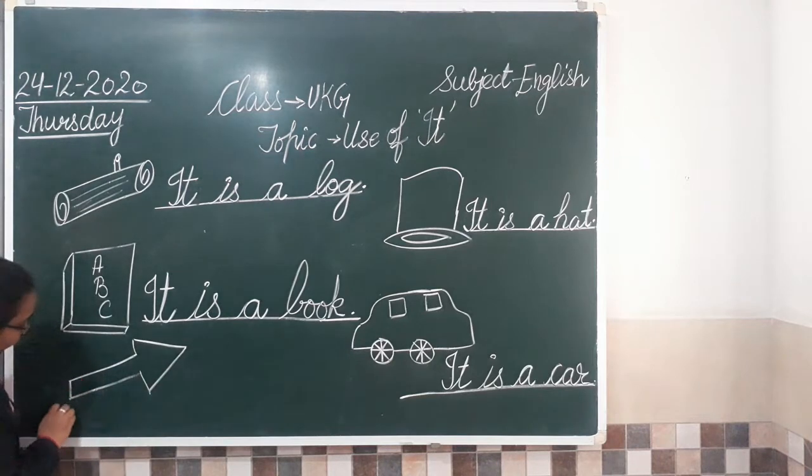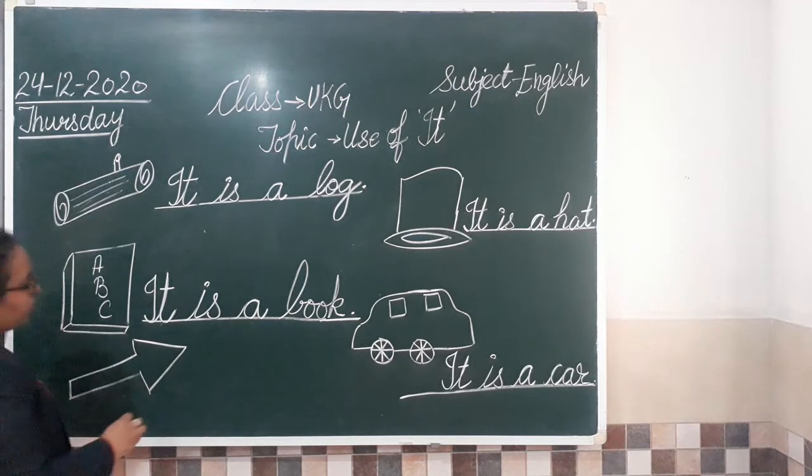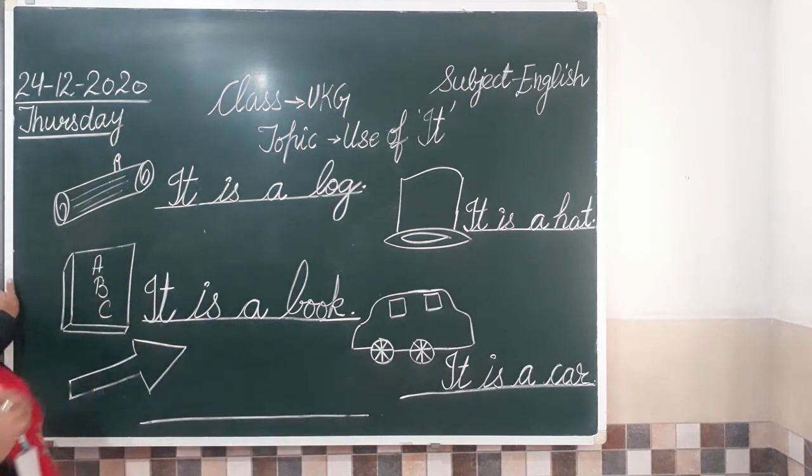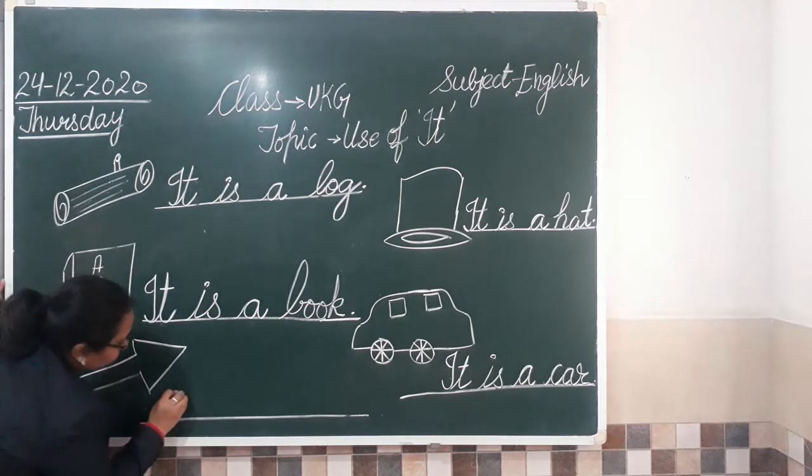अब ये क्या पिक्चर है? एरो है. Okay, fine. We'll write. Now you have to make a sentence using it. तो आप कैसे लिखोगे? It is a arrow. No. Let's write and understand.